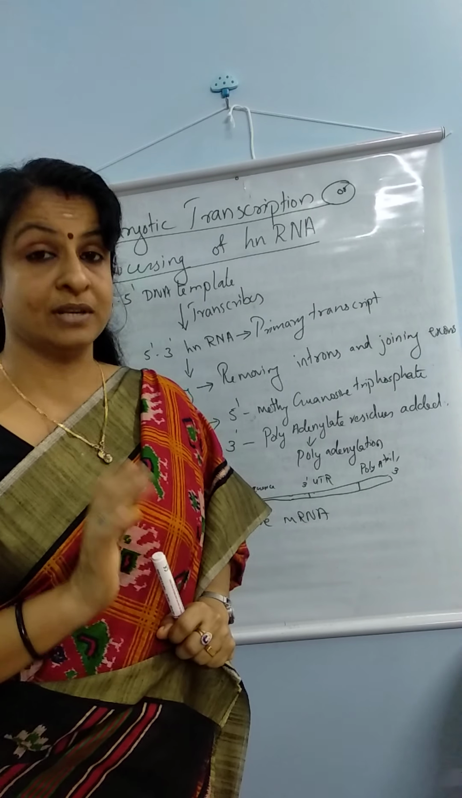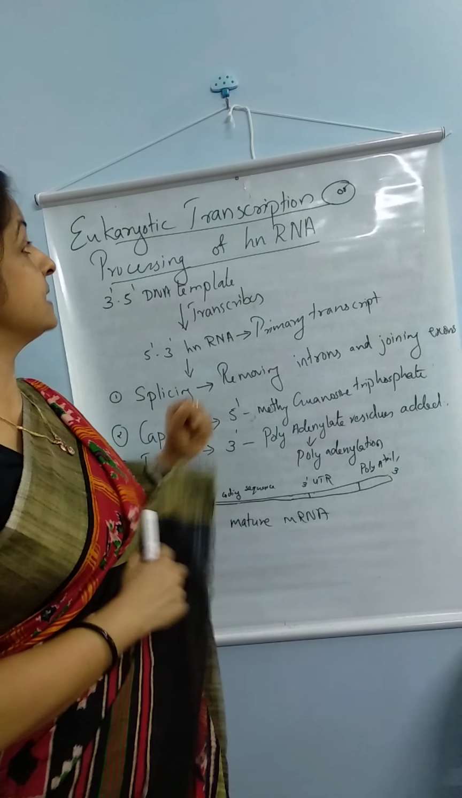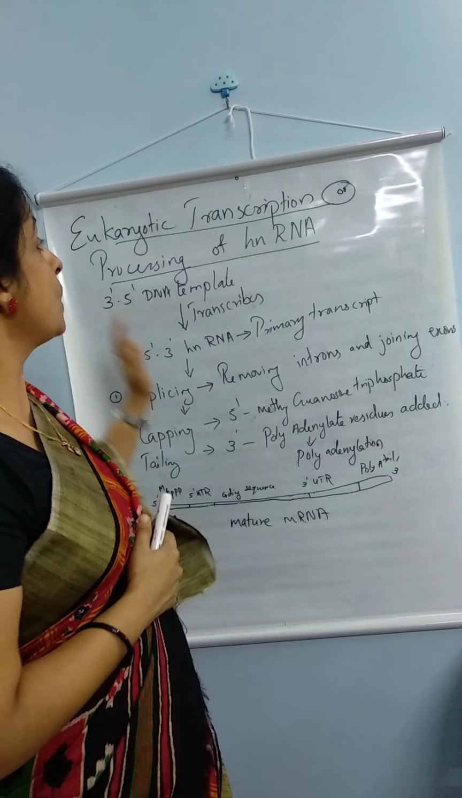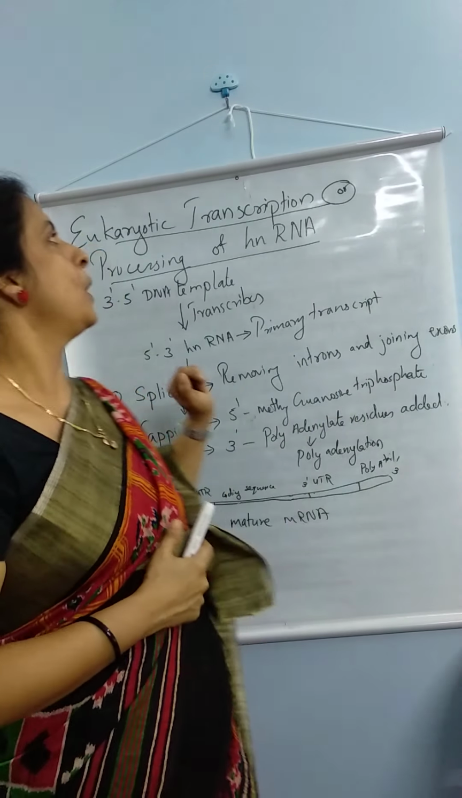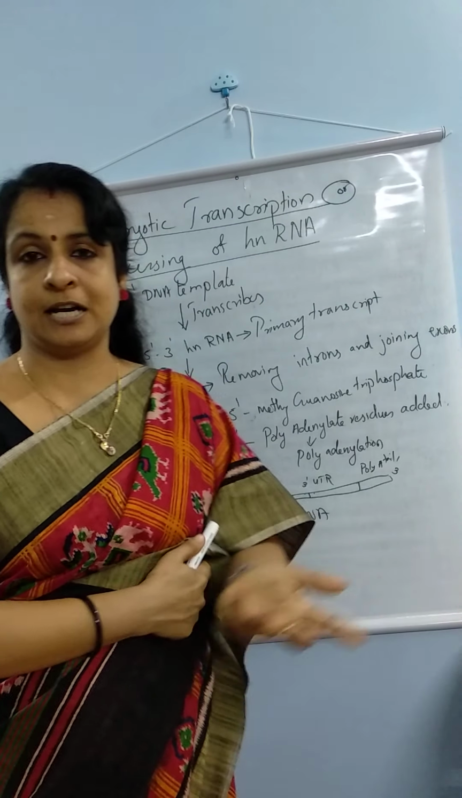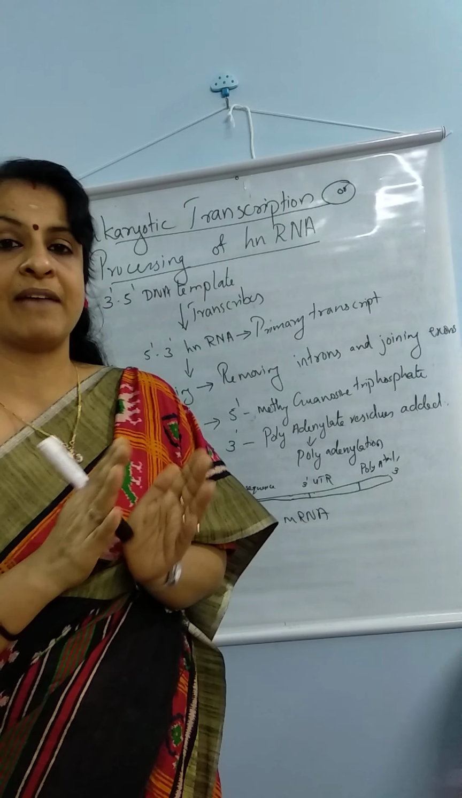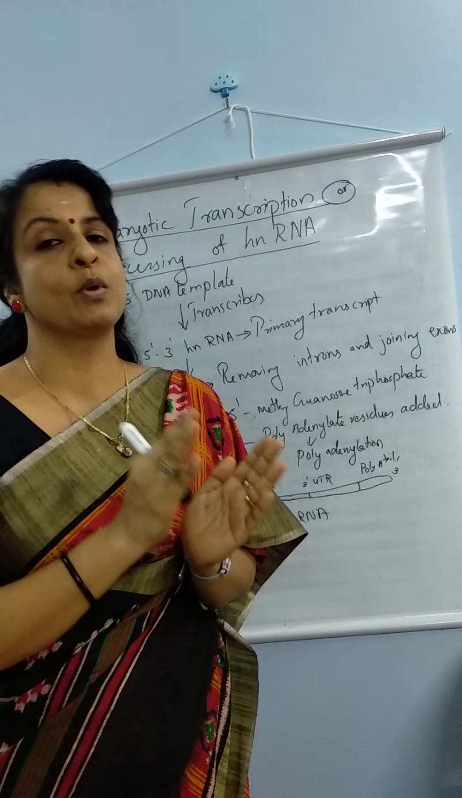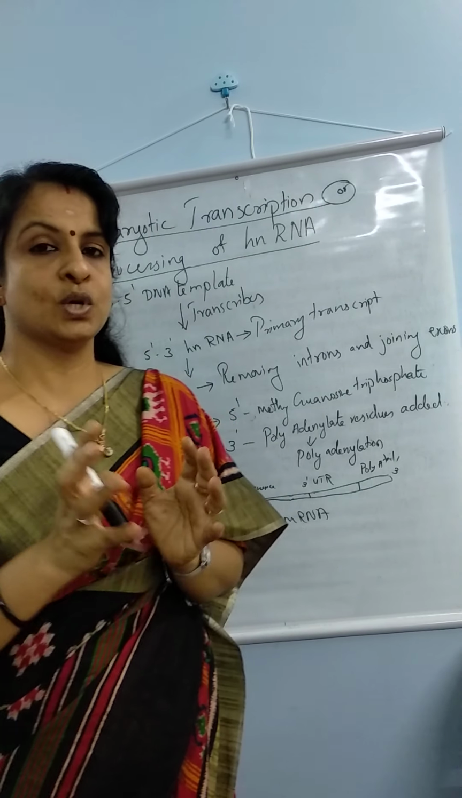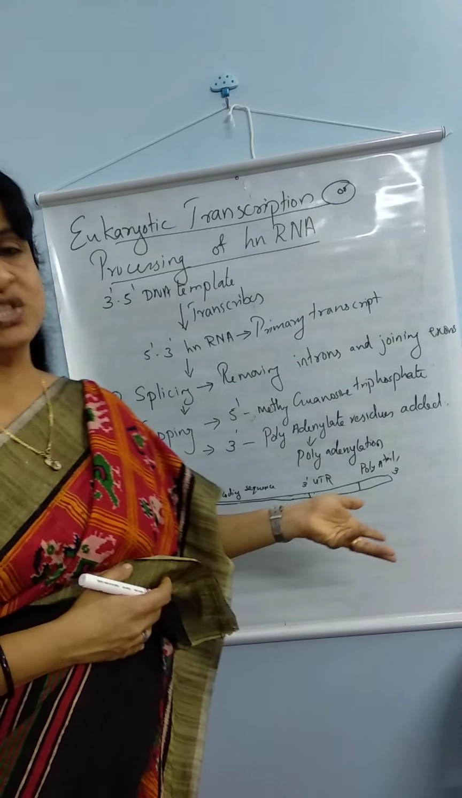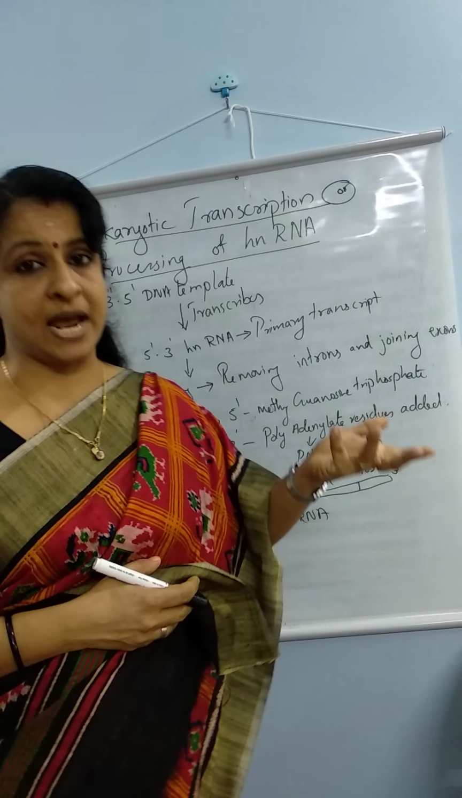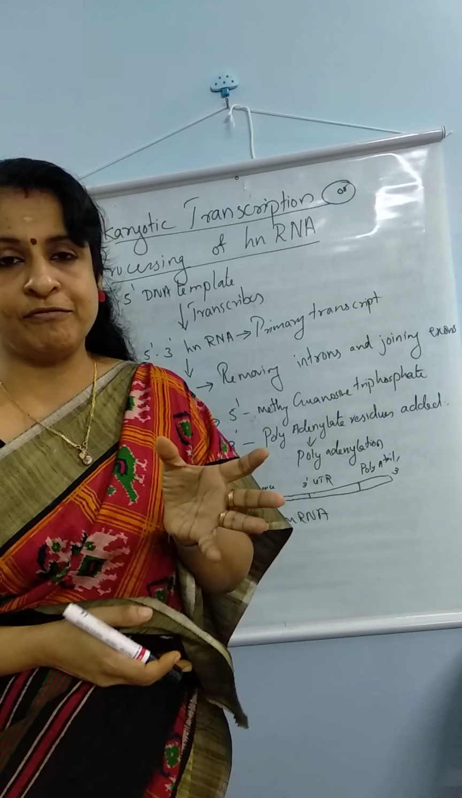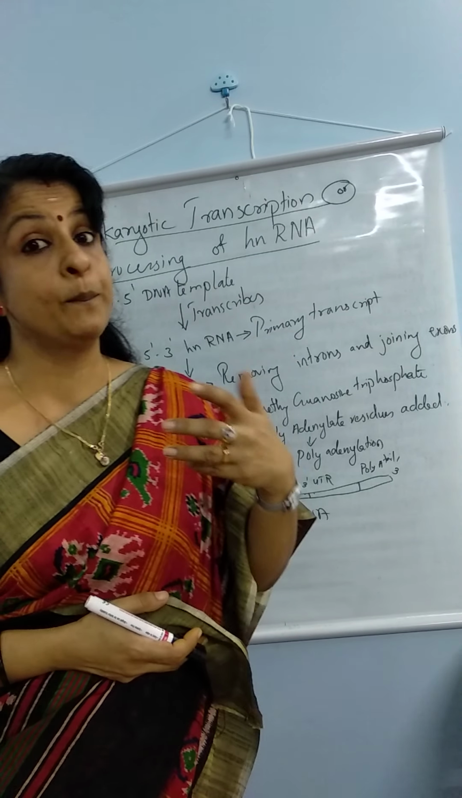Eukaryotic transcription in detail. Or in other words, it's also explained as processing of hnRNA in eukaryotes. In the last class, we compared eukaryotic and prokaryotic transcription. There we have already mentioned that in eukaryotes, the primary transcript, the RNA formed from the DNA, should undergo processing.